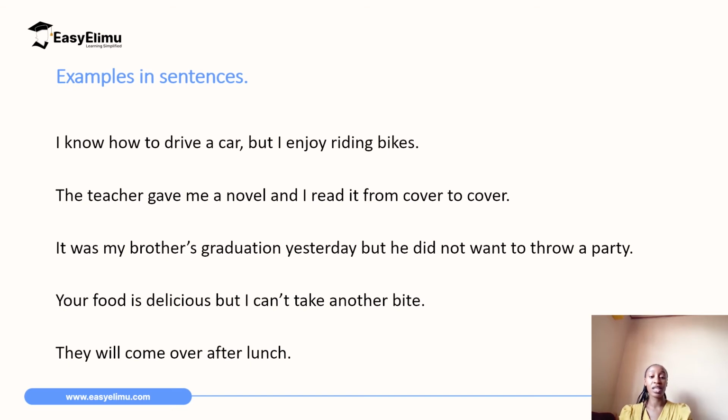Your food is delicious, but I can't take another bite. We identify the subordinating conjunction but. So, but I can't take another bite is a subordinate clause. And lastly, they will come over after lunch. So the first thing is to identify the subordinating conjunction, which is after. So after lunch is the subordinate clause of this particular sentence.